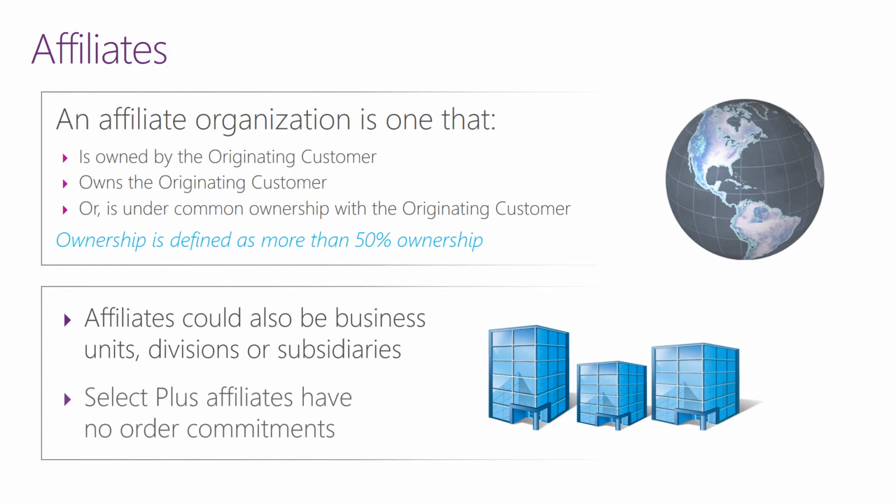Now, those affiliates have no particular order commitments, but because they are buying under the bigger agreement, they may buy very small quantities of licenses, but get an advantageous price level, because purchases from all affiliates are added together to determine the price level. Let's look at how a typical Select Plus agreement might be structured, and see how the affiliates fit in and what options they have.